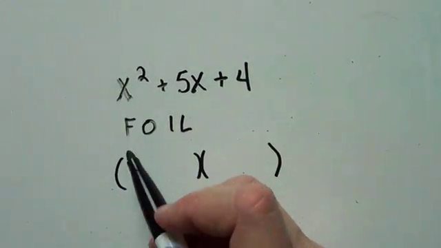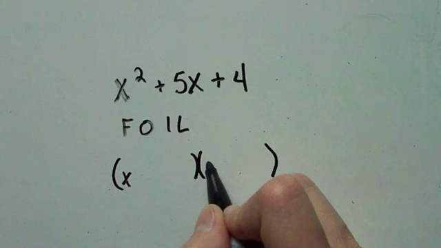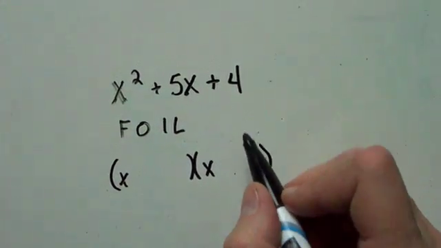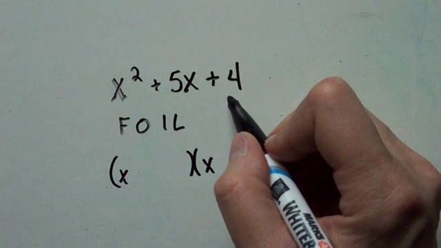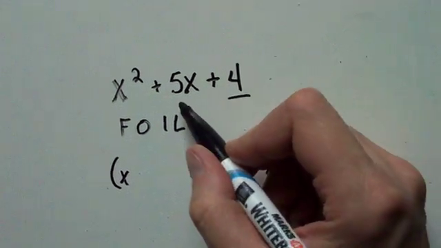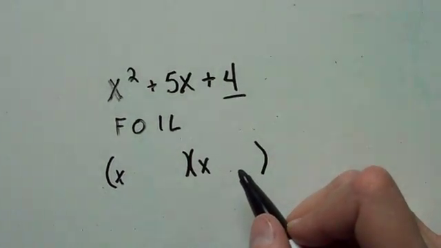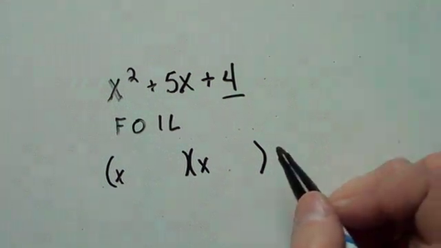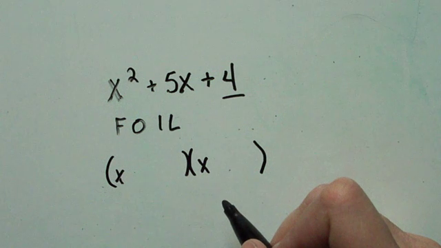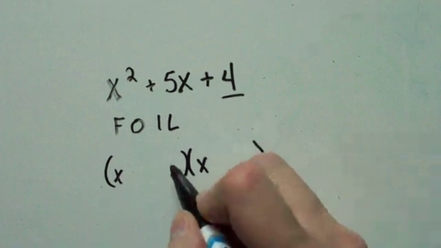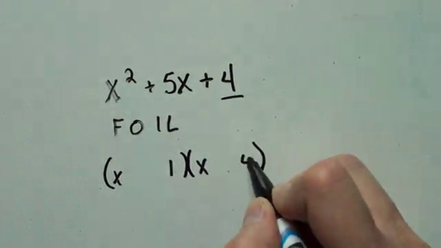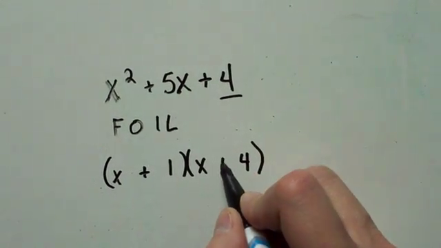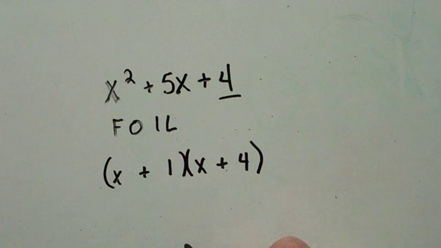Our first term is easy. X times x, that's x squared. How do we get to that last term? We have to think of a number that we can multiply to get to 4, yet add to reach 5. That's pretty easy. 1 times 4 is 4, and 1 plus 4 is 5. So let's put in 1 and 4 here, and this is positive and this is positive, so we can make that positive. Let's check it.